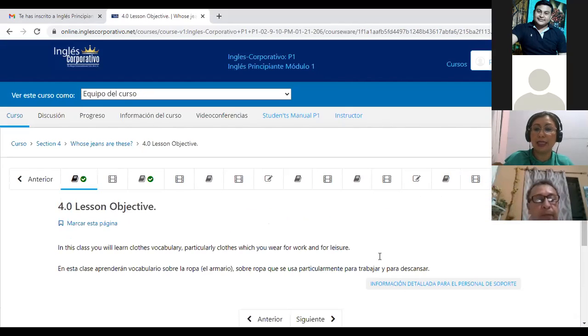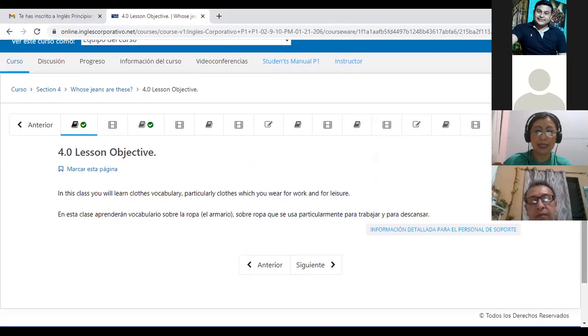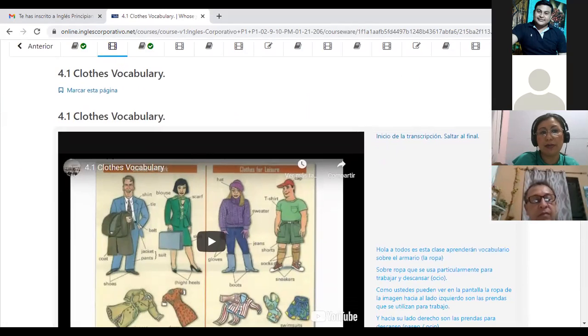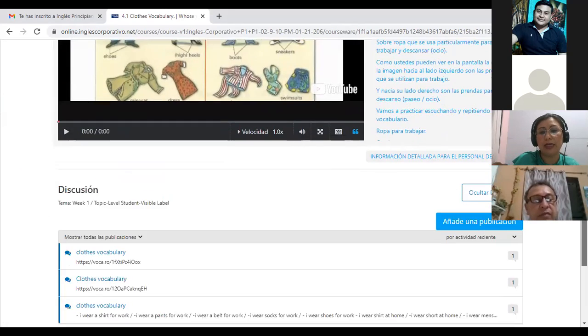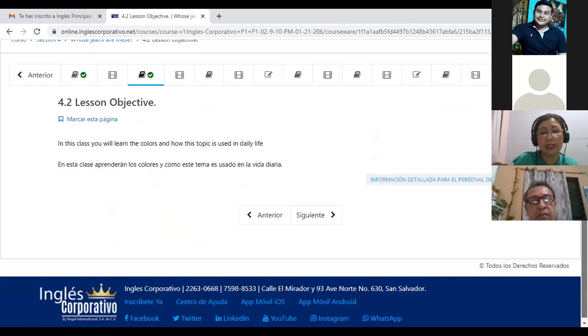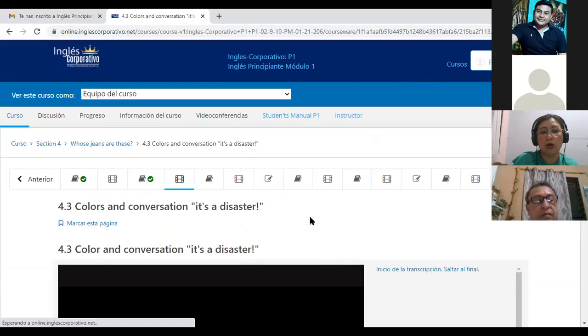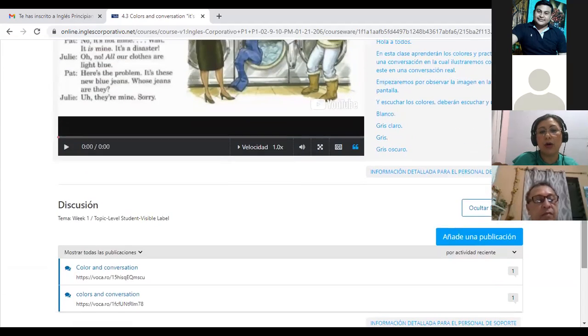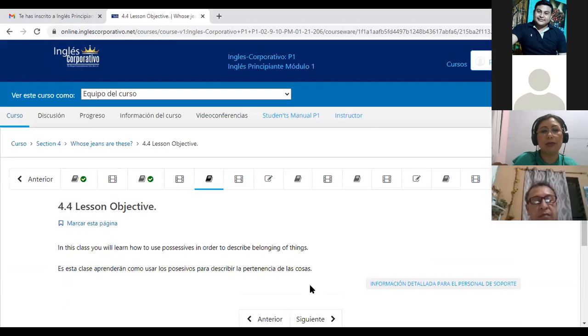Regarding the platform, this week we are going to work the whole section 4. Esta semana vamos a trabajar toda la sección 4. And I will appreciate that you can go to 4.0, clothes. Vamos a hablar de clothes, vestuario, ropa. I want you to please watch the video 4.1, clothes vocabulary. And please advance 4.2 exercise, lesson about colors. So tomorrow we are going to cover this section until colors, right? And after working on that, we will go to the 4.4 lesson objective.